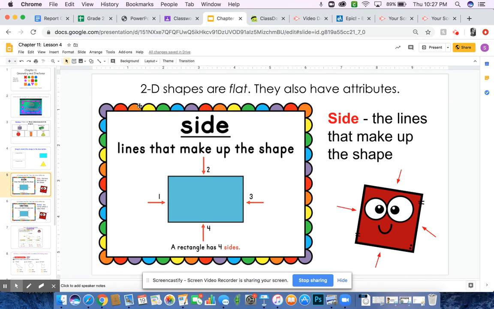The next slide is going to give you a little more information about 2D shapes. So the top is letting you know that 2D shapes are flat, but they also have attributes. So for the 3D shapes, you learned about their attributes such as faces, edges, and vertices. For 2D shapes, they have sides. A side is the line that makes up the shape. So for example, with a rectangle, it has one line here, another one here, another one here, and one here. So it has a total of 4 sides.